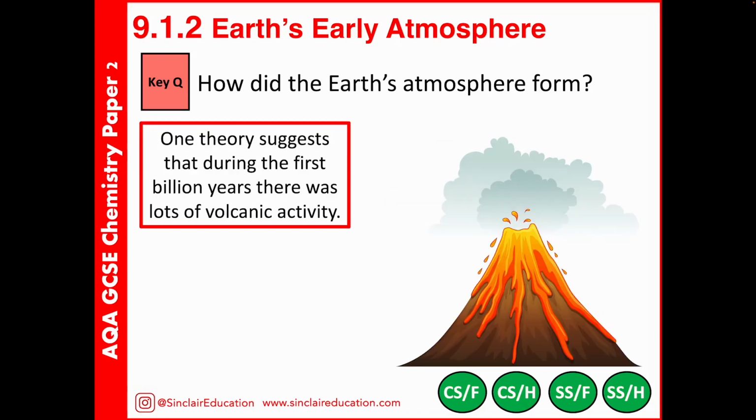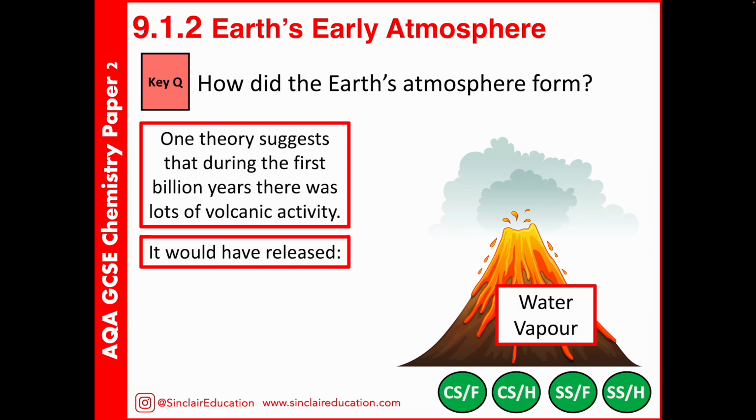Now, the theory that we're going to follow is the suggestion that for the first billion years or so of the Earth's life, there was a lot of volcanic activity. Through investigating and studying gases of volcanoes today, using that as our starting point, we can then be pretty confident of the gases that were released.